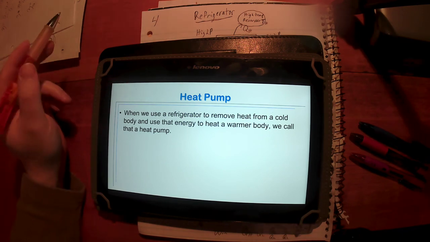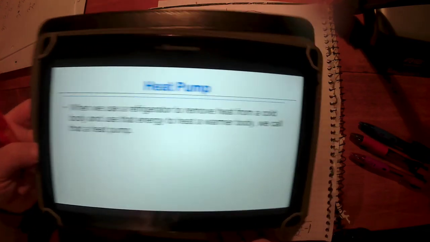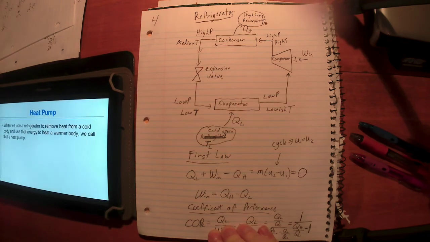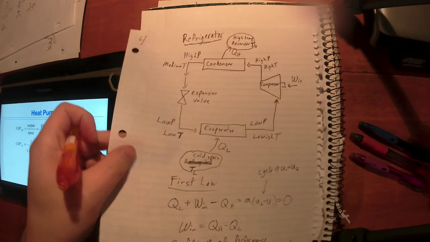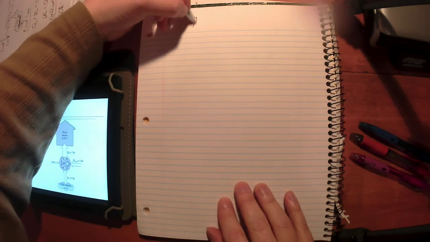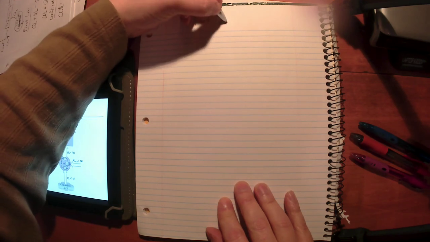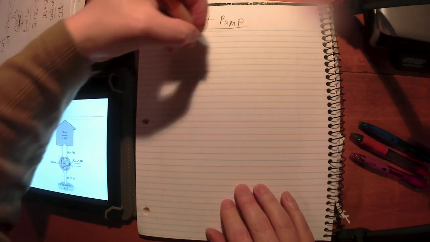It does exactly that. It's the same exact cycle, right? We'll draw this quickly. The only difference is we change what we're trying to do with it. So 5 is a heat pump.